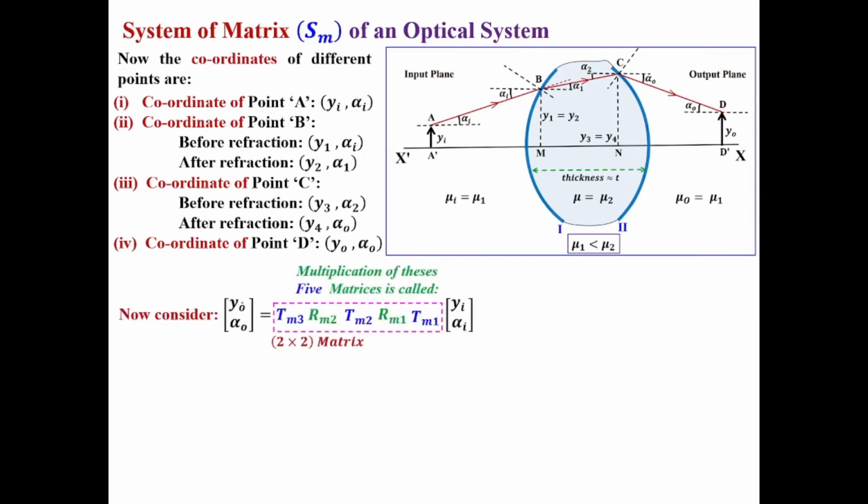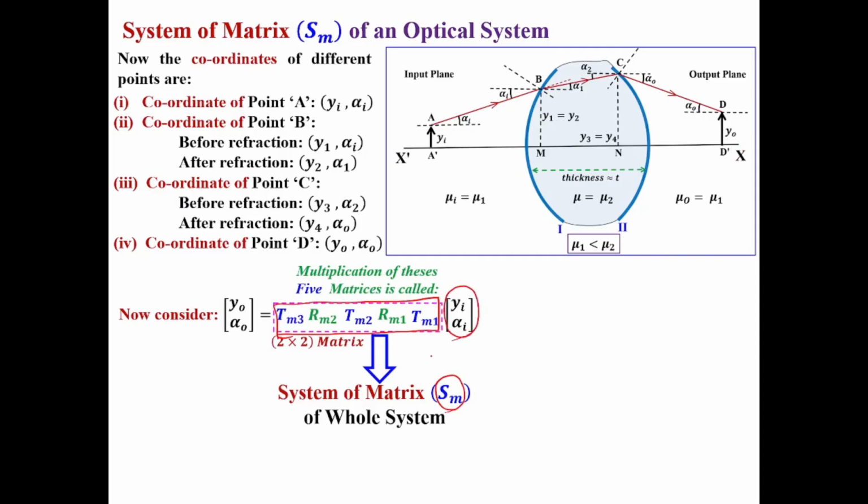Here you can see yo alpha O, the information of your image, is equal to the multiplication of these 5 matrices. This is itself a 2 cross 2 matrix, which is called the system matrix of the whole system, represented by SM. When we operate this SM, the multiplication of these 5 matrices, upon the input information or object, we can find the output information or image. So this is the input information that we know. If I apply this matrix, in short represented as system matrix, we can find the output coordinate, written in matrix form. This SM is called the system matrix of this optical system.